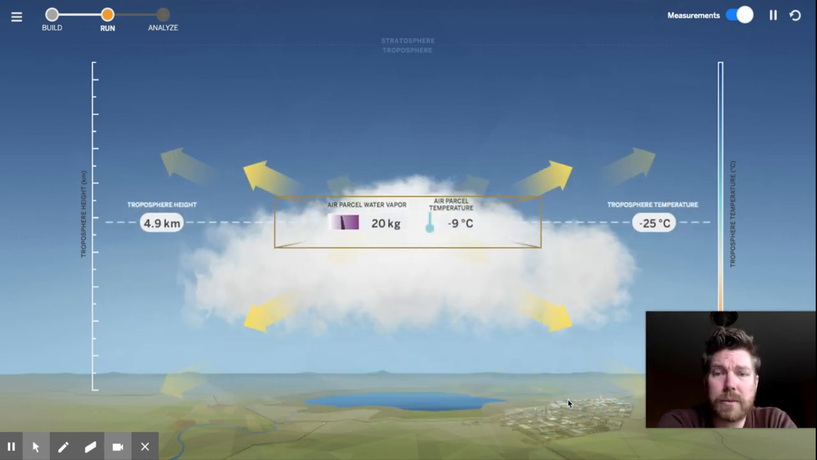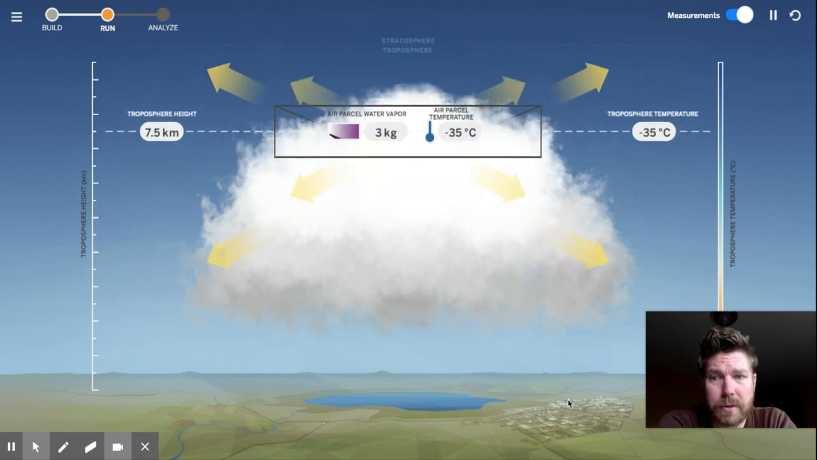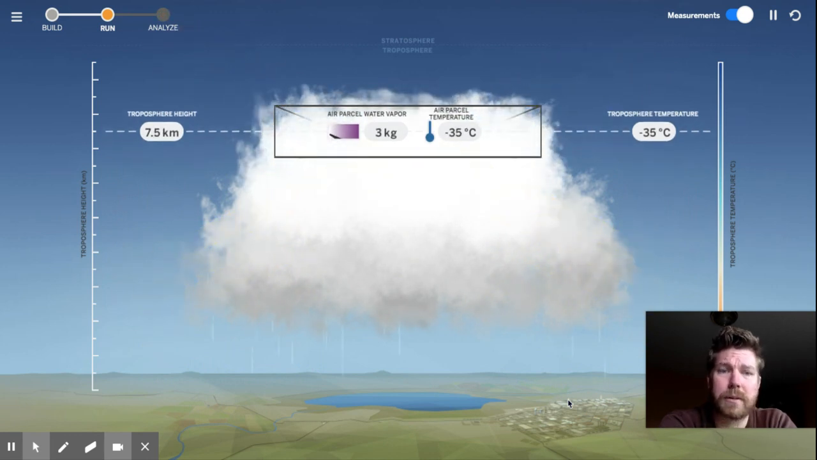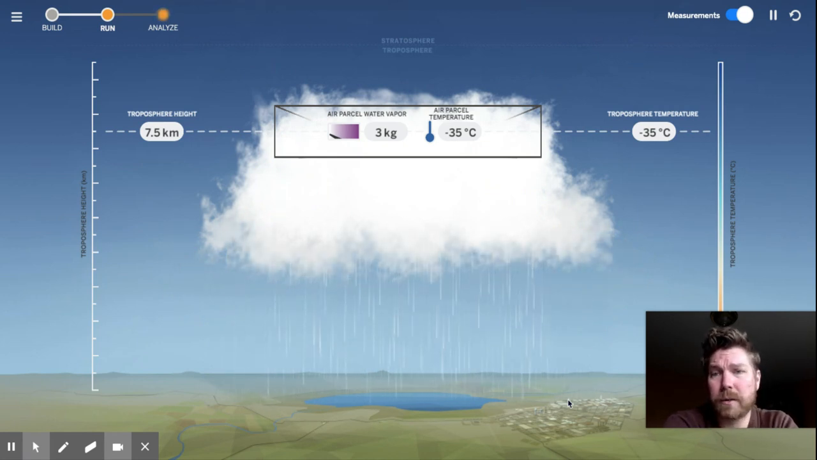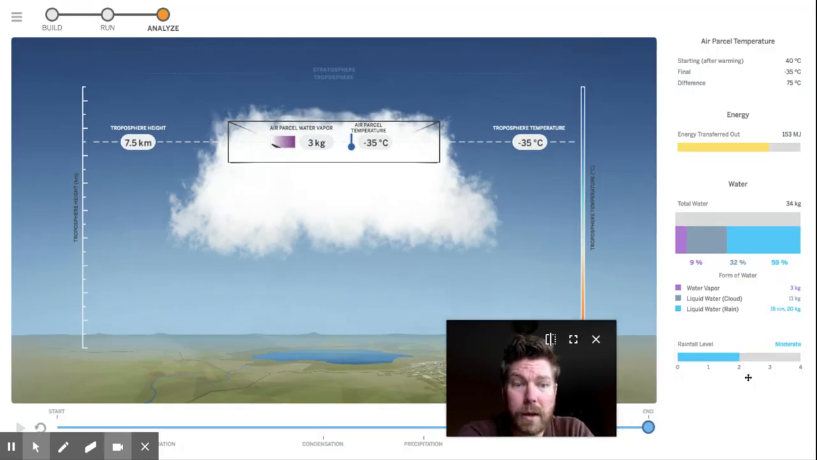And there goes our air parcel rising in the atmosphere, losing energy. As it loses energy, it decreases in temperature. As it decreases in temperature, it allows that water vapor to condense into liquid water and produces our rain. So our final temperature here, negative 35 degrees, which is the same as the surrounding air in the troposphere. And let's click on our Analyze tab. What was it before? 1, now it's 2. Wow. Well, it's different. It's higher for sure.